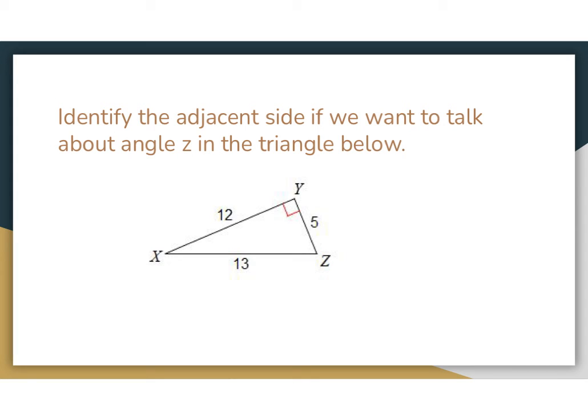So here, try to identify the adjacent side if we want to talk about angle Z in the triangle below. Select your response below. Okay, so we're talking about angle Z. We're talking about this angle measure right over here. So that means that the side opposite would be 12. The hypotenuse is always the longer side. So that means that my adjacent side would be the leg that measures 5.